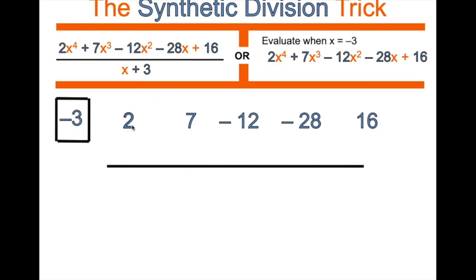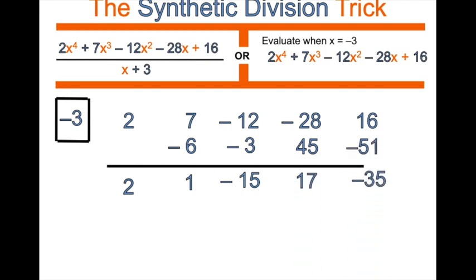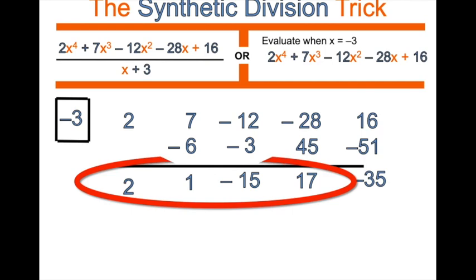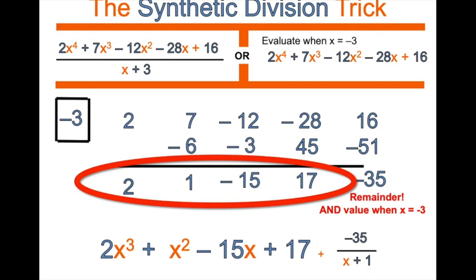division trick. The 2 comes down. We're going to multiply by the number in the box, add that column, multiply by the number in the box, add that column, multiply by the number in the box, add that column, multiply by the number in the box, add that column. There's my quotient, and there's my remainder. All right? And that negative 35 remainder also happens to be the value of the function when x is equal to negative 3, right?